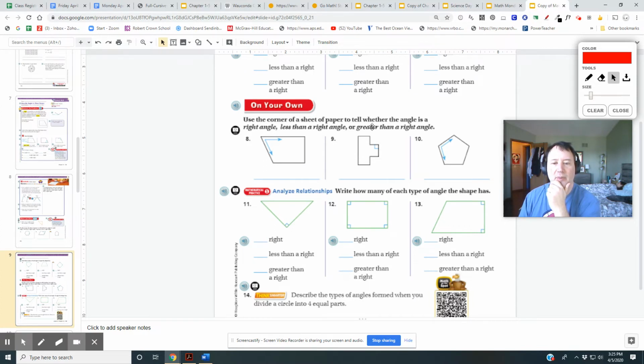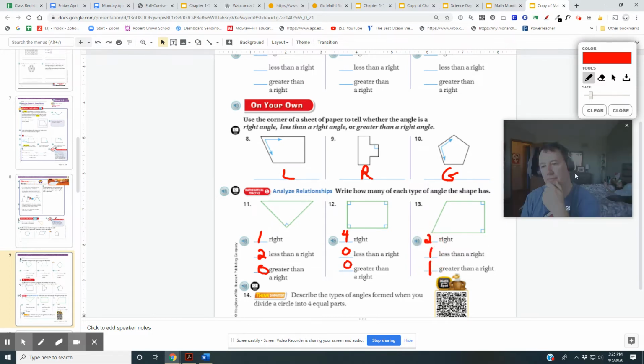Use the corner of the sheet of paper to tell whether it is a right angle, less than, or greater than a right angle. Okay, so that one is less, that one is a right, and that one is greater. Write how many of each type of angle the shape has. 1, 2, 0. 4, 0, 0. 2, 1, 1.